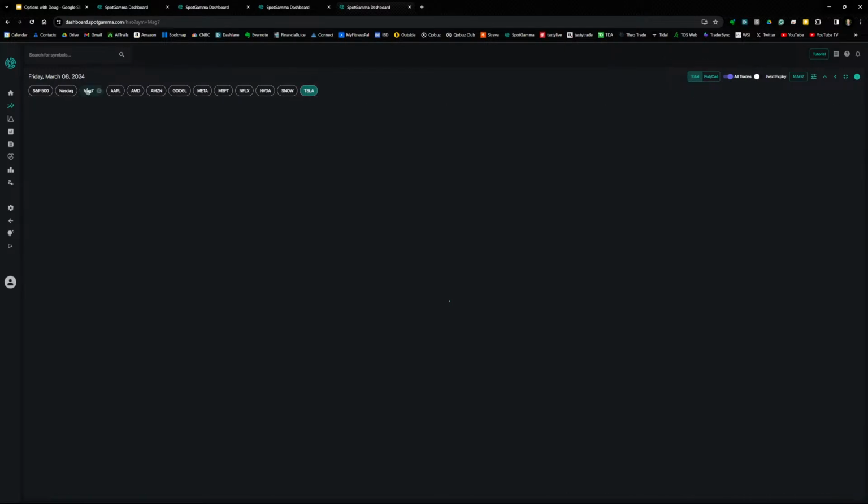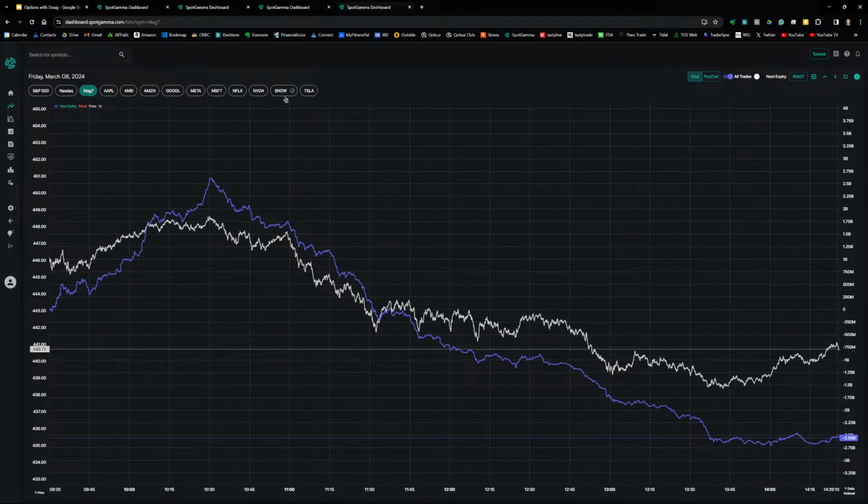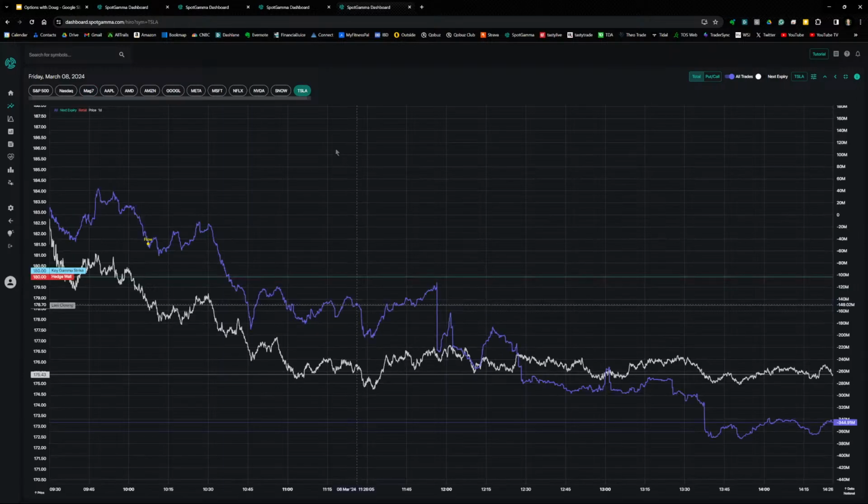I'm going to jump back to Tesla. A little bit choppy Hero signal, but definitely negative for the day. Options traders taking negative delta positions in Tesla, and market makers take the opposite side and moving price lower.